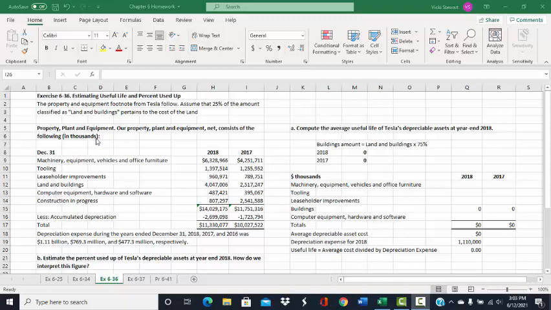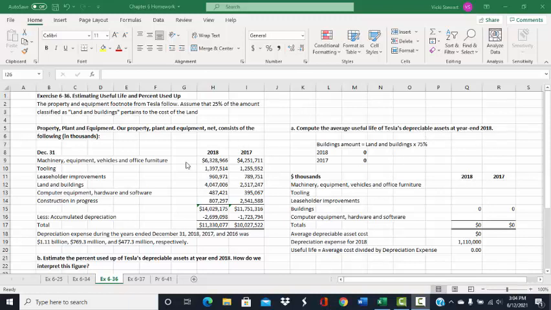So the footnote has given us the property, plant, and equipment that Tesla owns for 2017 and 2018, as well as the accumulated depreciation and the net property, plant, and equipment. The footnote also provides us with the depreciation expense for the years ending 2018, 17, and 16. In Part A, it asks us to compute the average useful life of Tesla's depreciable assets at year end 2018.